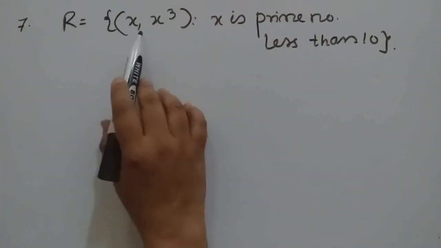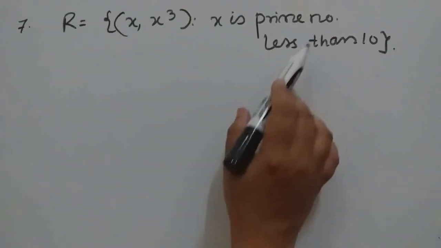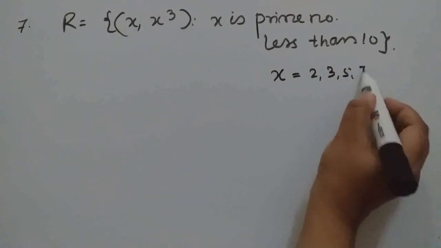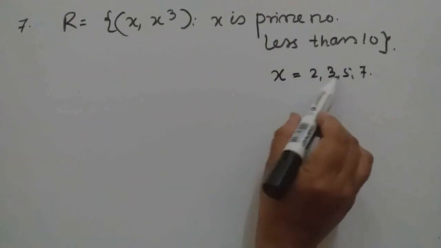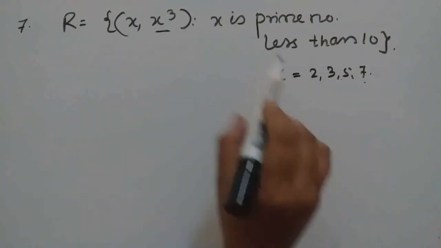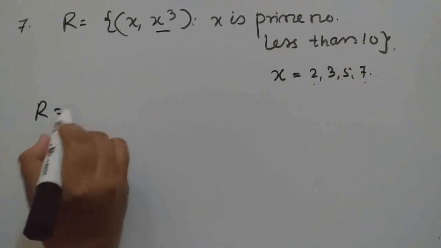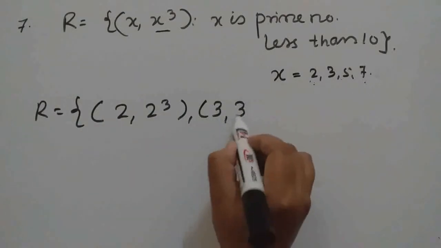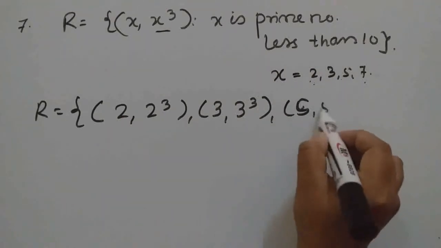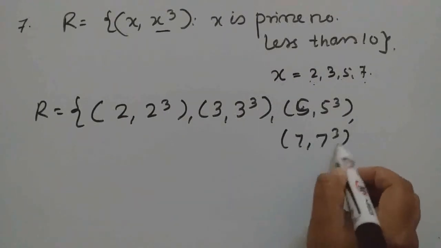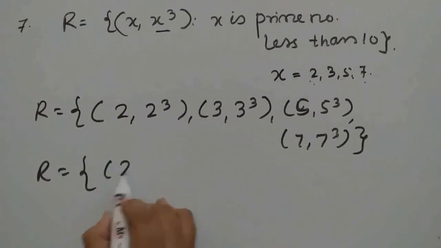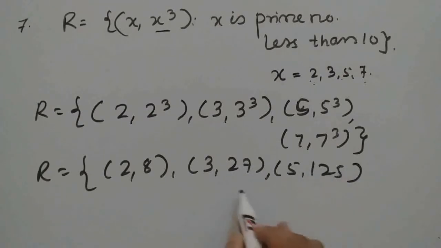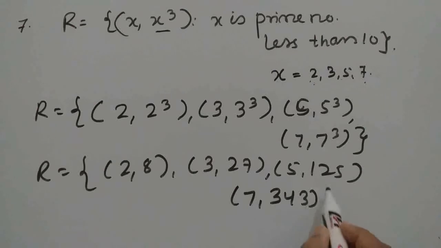A relation is defined as (x, x cube), where x is a prime number less than 10. We know the prime numbers less than 10 are 2, 3, 5 and 7. So the x values we got are 2, 3, 5 and 7, and the second element will be the cube of these numbers. So R we can write as: first number 2, so 2 cube, then 3 cube, 5 cube, 7 cube. So finally we can write (2, 8), (3, 27), (5, 125), (7, 343).